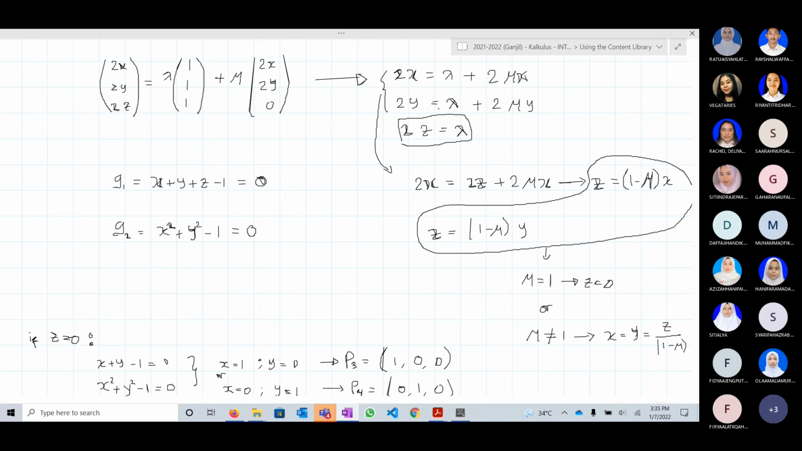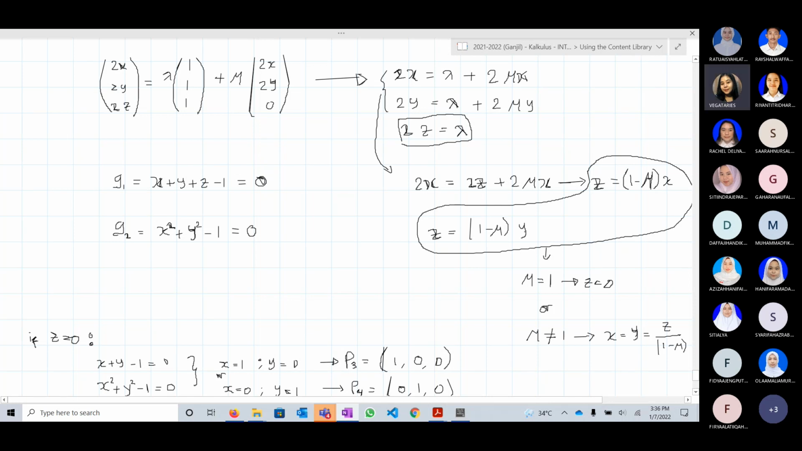Bingungnya di mana coba? Yang dilingkari itu, Sir. Berarti Z itu sama dengan 1 min mu kali X, itu untuk persamaan pertama. Yang di bawah berarti untuk persamaan keduanya, Sir. Iya, betul. Oh, oke, bentuknya sama. Kita punya 2Y sama dengan lambda tambah 2 mu Y. Ini dengan yang atasnya sama kan? Kita tinggal ganti Y dengan X. Berarti kita pasti akan dapat bentuk yang sama, yaitu Z sama dengan 1 min mu kali itu.